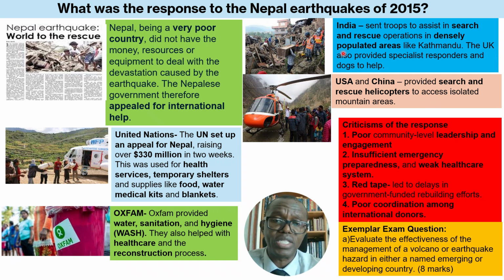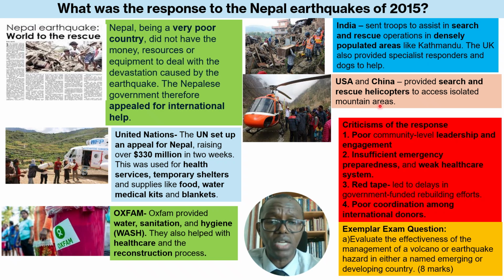Then we have India, which is a neighboring country, and India sent troops to assist in search and rescue operations in densely populated areas like Kathmandu. The UK also provided specialist responders and dogs to help. Now you can imagine, obviously, they were trying to find people that may still have been under the rubble and still alive. So this search and rescue operation was obviously very important, and India and the UK played a big role in that.